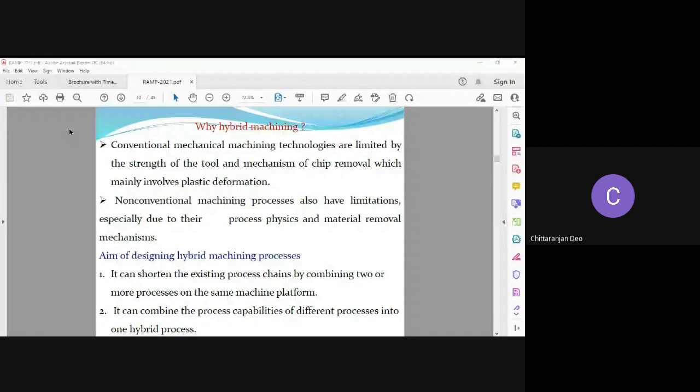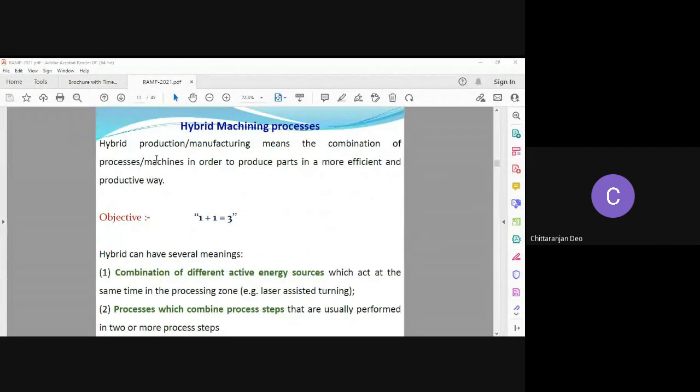Hybrid machining process, or hybrid production manufacturing, means combination of processes or machines in order to produce a part in a more efficient and productive way. The general objective of hybrid manufacturing is that 1 plus 1 equals 3, meaning that the positive effect of the hybrid process is more than double the advantage of the single process.